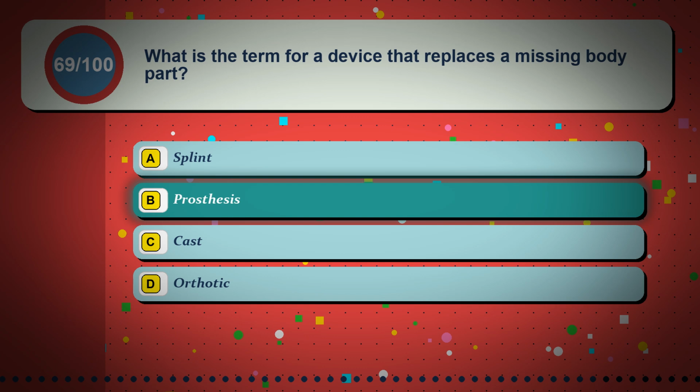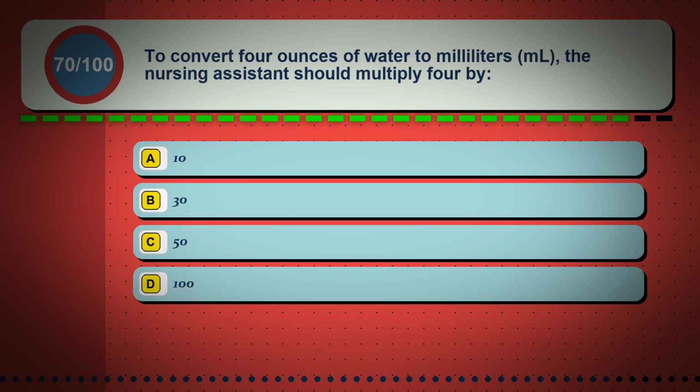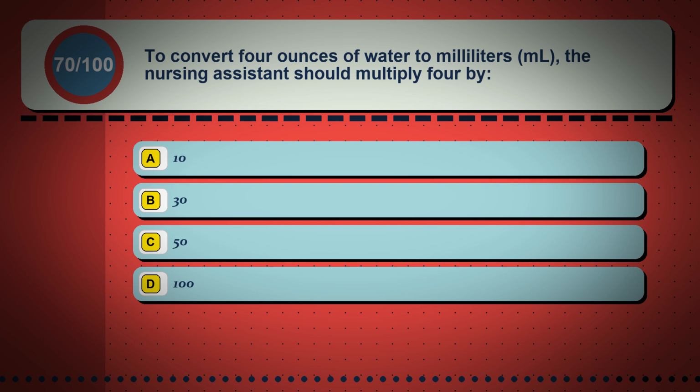The correct answer is option B. Prosthesis. A prosthesis is an artificial device designed to replace a missing body part, such as a limb, tooth, or eye, to restore function or appearance. Question 70. To convert 4 ounces of water to milliliters, mL, the nursing assistant should multiply 4 by: Option A 10, Option B 30, Option C 50, Option D 100.